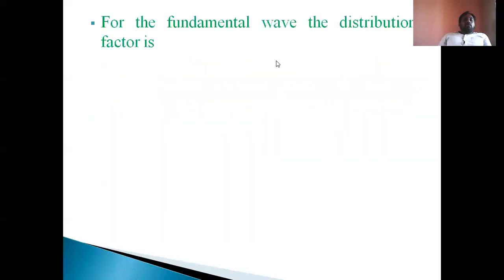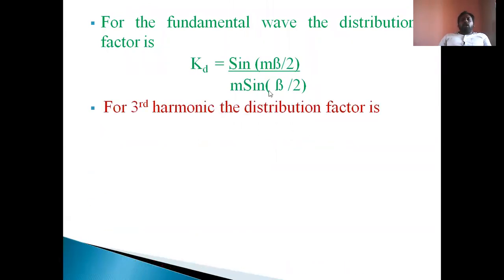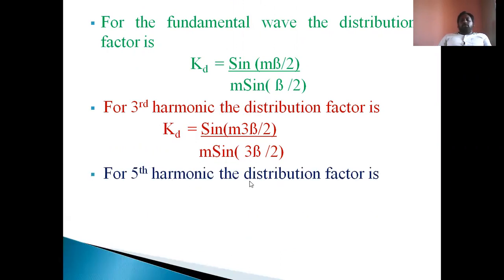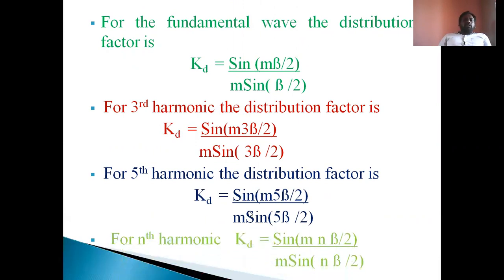Finally, for the fundamental wave, the distribution factor is sin(m beta by 2) divided by m into sin(beta by 2). For the third harmonic, 3 times the short angle, so it is sin(m into 3 beta by 2) divided by m sin(3 beta by 2). For the fifth harmonic, sin(5 m beta by 2) divided by m sin(5 beta by 2). For the nth harmonic, Kd is equal to sin(m n beta by 2) divided by m into sin(beta by 2). By increasing the n value, that means the harmonic order can be increased.